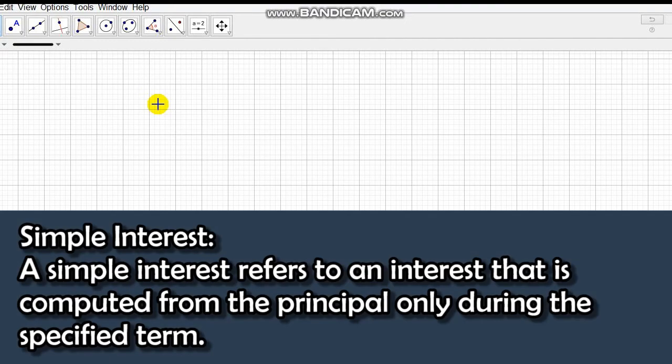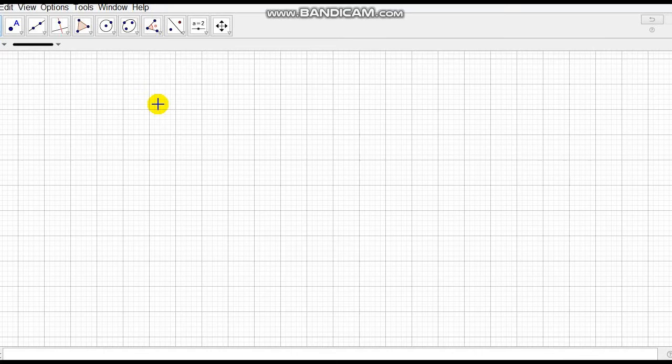Now, simple interest refers to an interest that is computed from the principal only during the specified term. Basically, when we borrow money, the money that we borrowed is called the principal, and we take the interest based on that principal alone. So it's different from compound interest, which we will see in our next lessons.